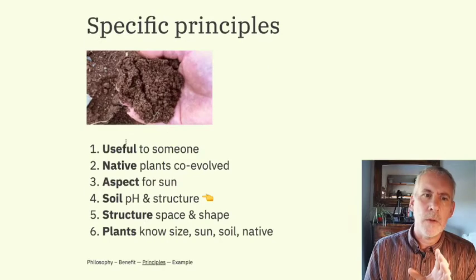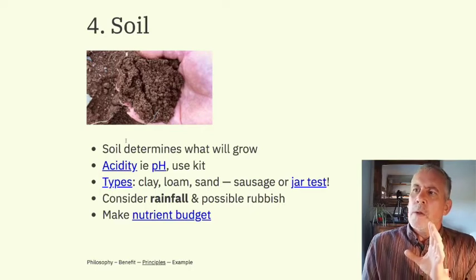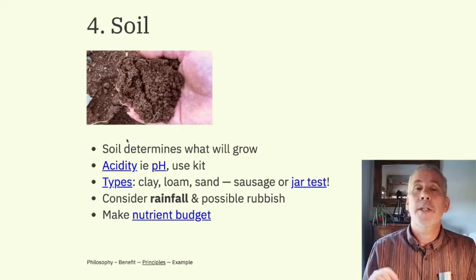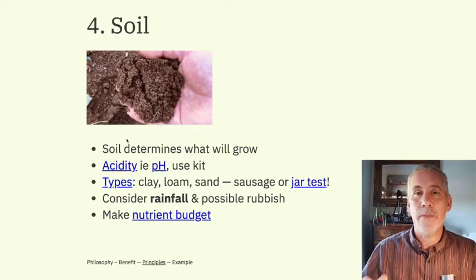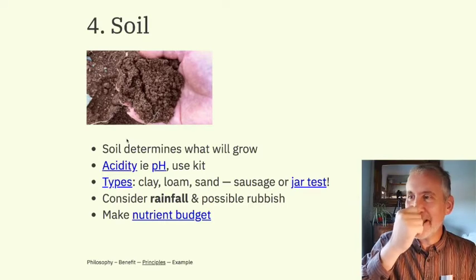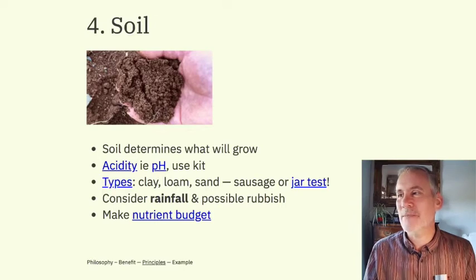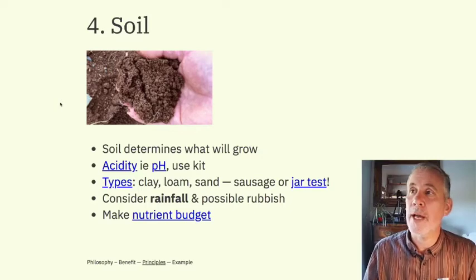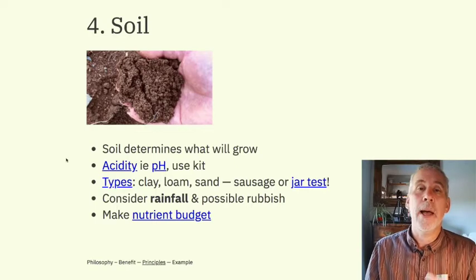Then soil pH and structure. I've been through this before, but soil is one of the critical factors, obviously, for plants, because plants grow in soil. What is the acidity of the soil? Get a soil test done. I just realised that for a job that I did a few months back, I never did a soil test, so I'll need to do that. And what type of soil it is: three basic types, clay, loam and sand, but there are other types as well. Consider the rainfall and the flow of water on the land and how that affects the soil too, and any foundations or rubbish tips, and make a nutrient budget.